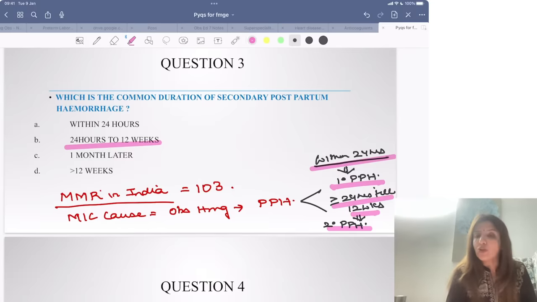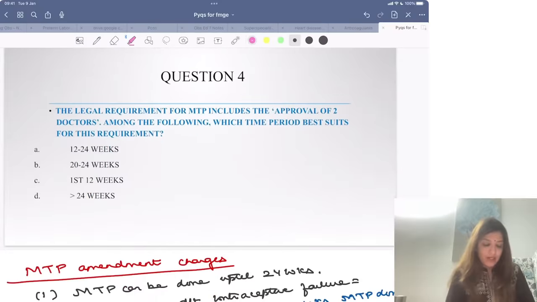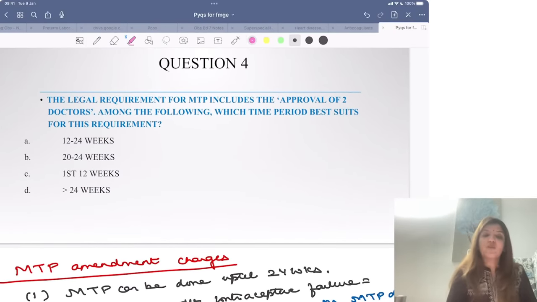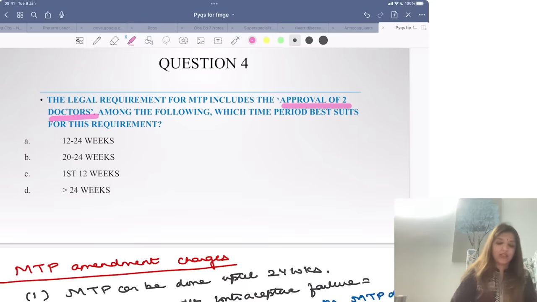What is the most common cause of primary PPH? It is atonic uterus. What is the most common cause of secondary PPH? It is retained placental tissue. Right? What is the maternal mortality rate in India? 103. Right? Next question. The legal requirement for MTP includes approval of two doctors among the following. Which time period best suits this requirement?